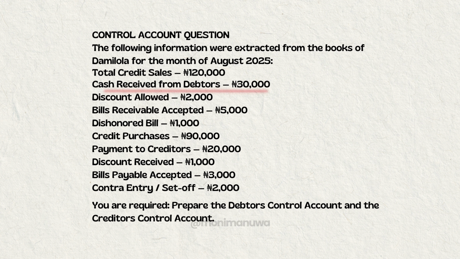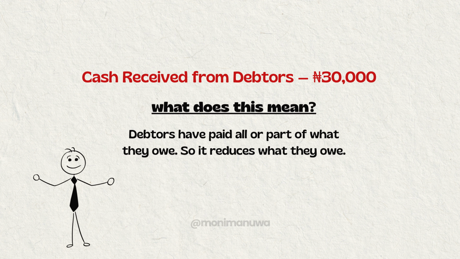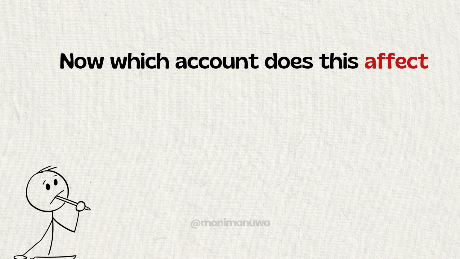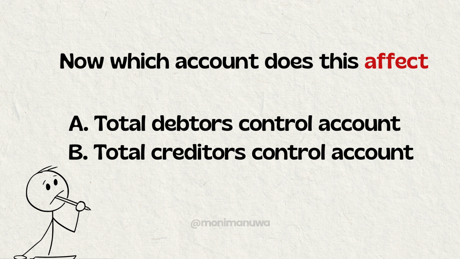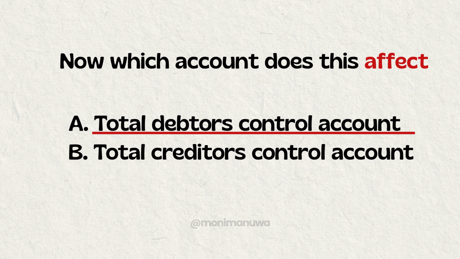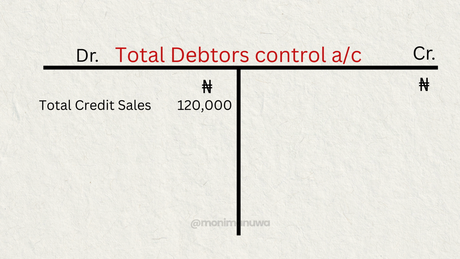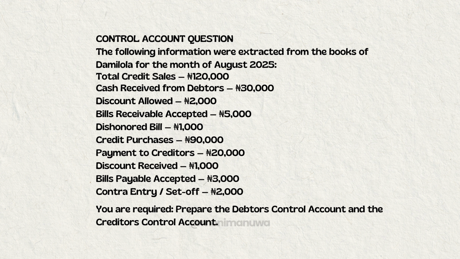Next transaction, cash received from debtors, 30,000. Now, when a customer pays, it reduces how much they owe. So which account does it affect? Still the debtors control account, but this time the amount owed to us decreases. Pause again. Where do you think that goes? Right, credit side.